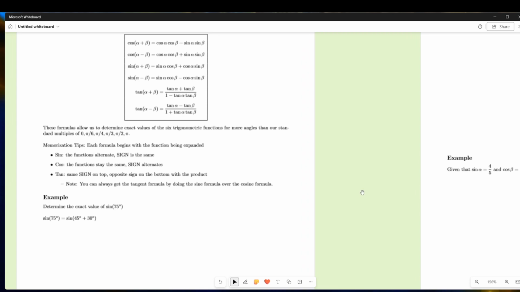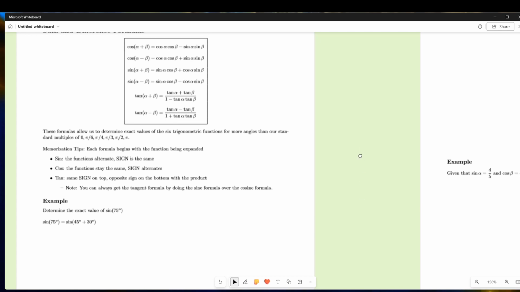For us in here, because we aren't doing those higher end things with them, we will be doing a lot of evaluating to try to find exact values of more obscure angles, because that's what we can do with them so far. But once you get there later on, you'll see that these become important manipulation tools.